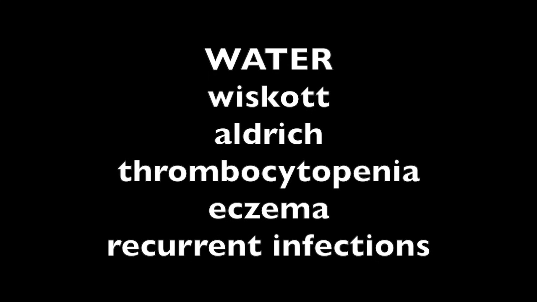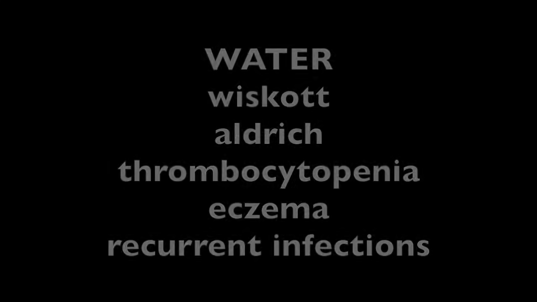Wiskott-Aldrich syndrome, you should know the mnemonic WATER: W for Wiskott, A for Aldrich, T for thrombocytopenia, E for eczema, and R for recurrent infections. This is a cytoskeleton abnormality, so remember that mnemonic. WAGR is W-A-G-R: Wilms tumor, aniridia, genitourinary abnormalities, and retardation, and Wiedemann as in Beckwith-Wiedemann.